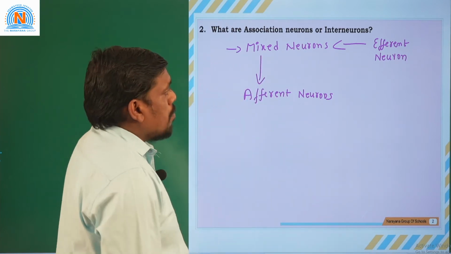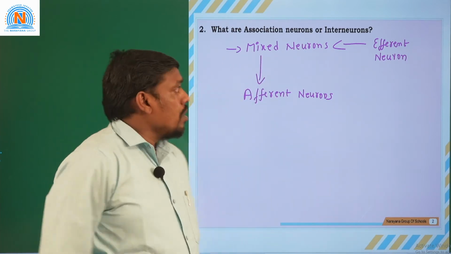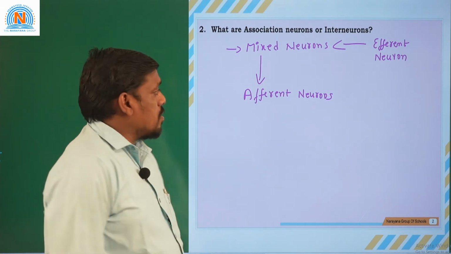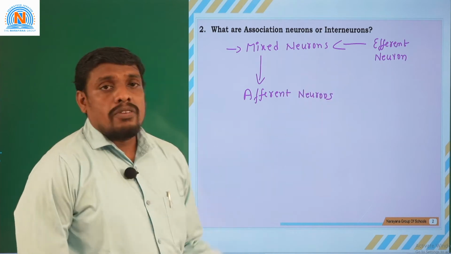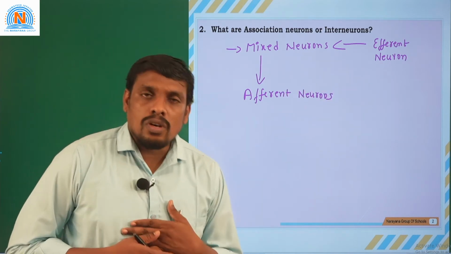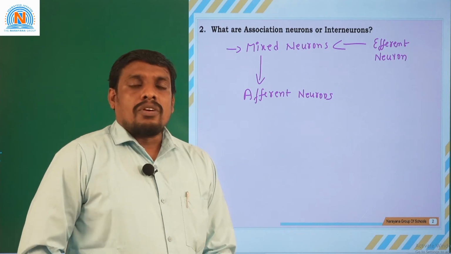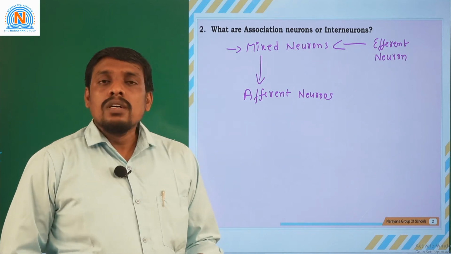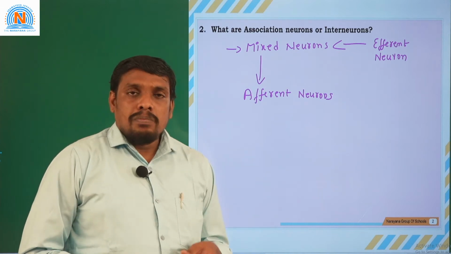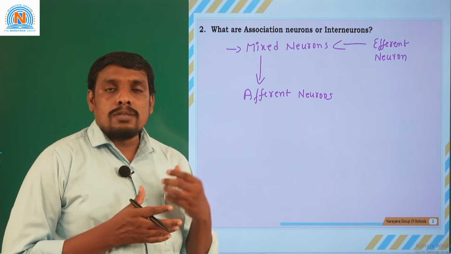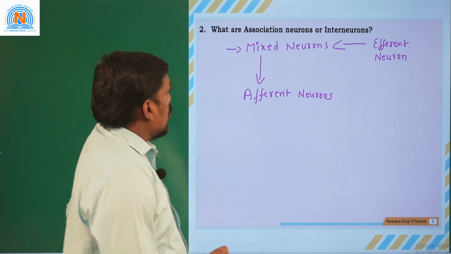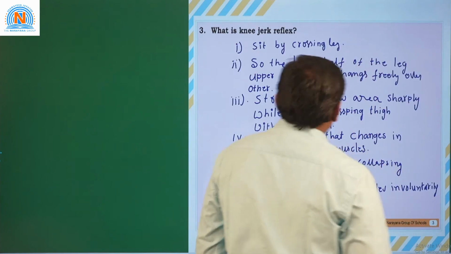So, here a mixed nerve or interneuron or associated neuron can coordinate with afferent nerves and efferent nerves, and the mixed nerves collect the information or receive the information from various sources and send it back to the spinal cord. So, it is a connecting link. Mixed neurons are connecting neurons in between sensory neurons and motor neurons. So, going for the third question, students.